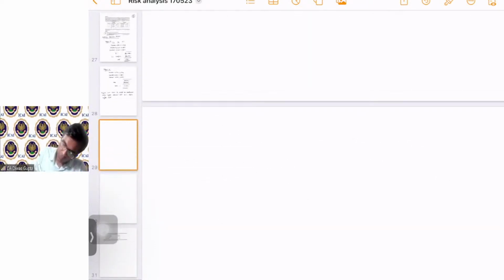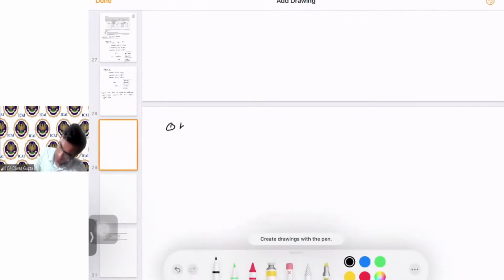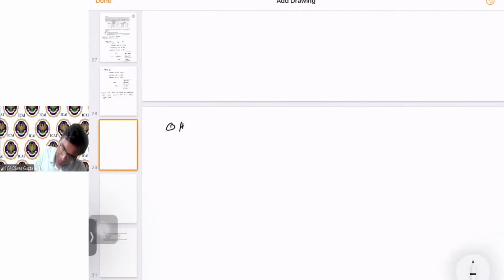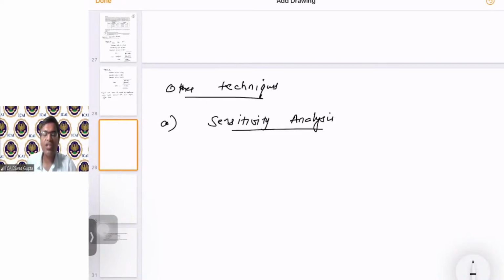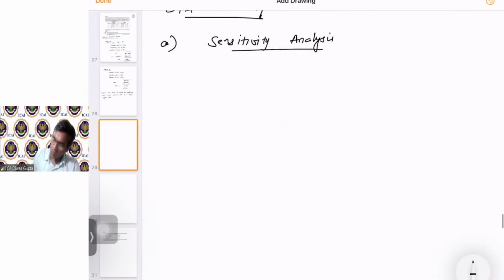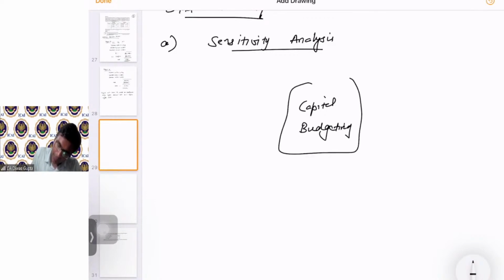Now let's come to the last two techniques, which we have clubbed under other techniques. So A part is sensitivity analysis, very, very important and very relevant also, because practically lot of things we use sensitivity analysis in analyzing the changes of input to an output. So students, what is capital budgeting? I'm coming to a very basic question.